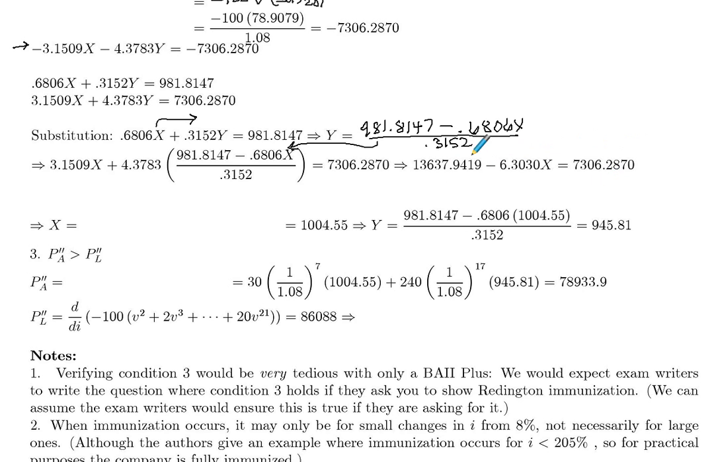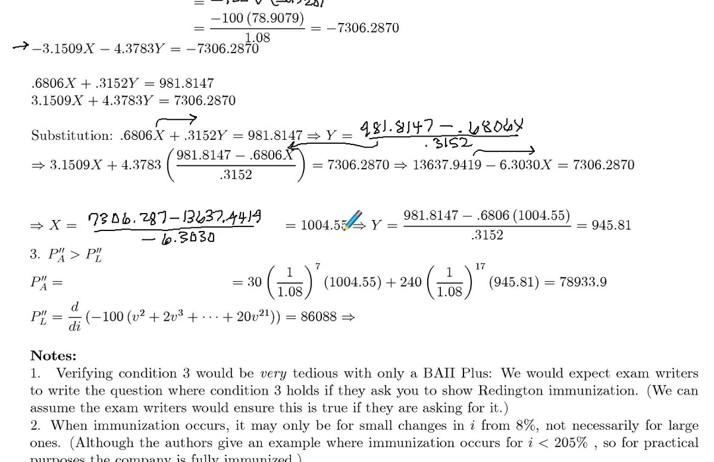We can solve this thing for x. So bring this term over as a negative and then divide off this coefficient. So then your x is going to be 7306.287 minus 13637.9419. So that's this coming over as a negative. And then divide off this negative coefficient. And divide by negative 6.3030. And that gives you 1004.55.